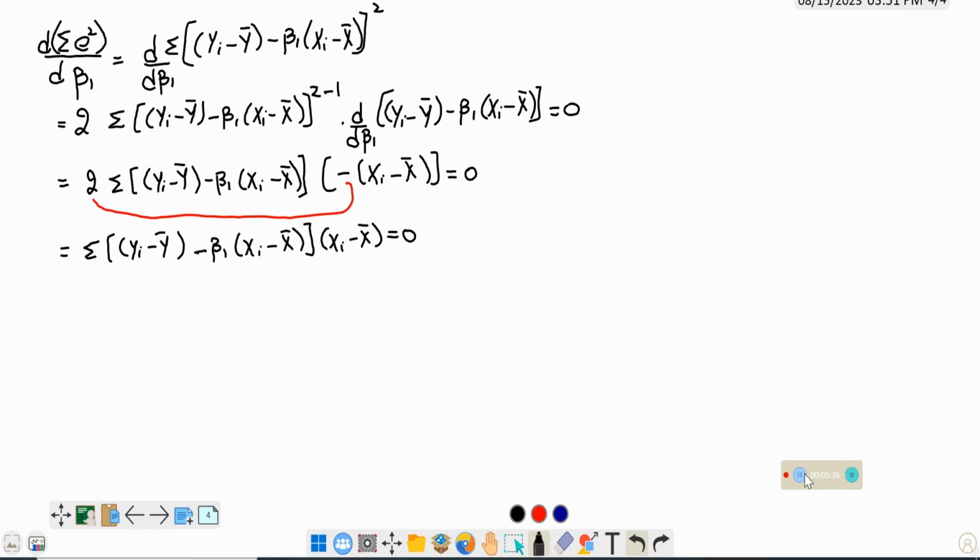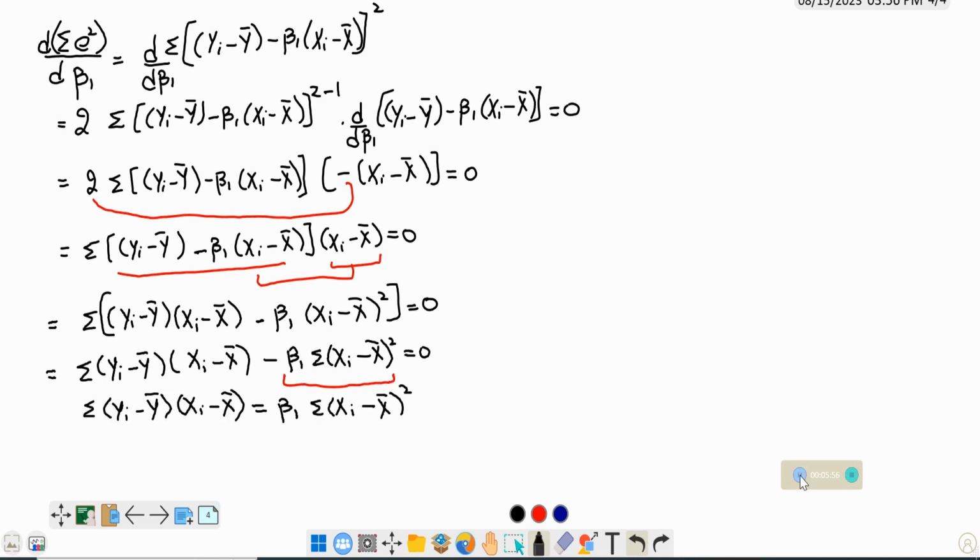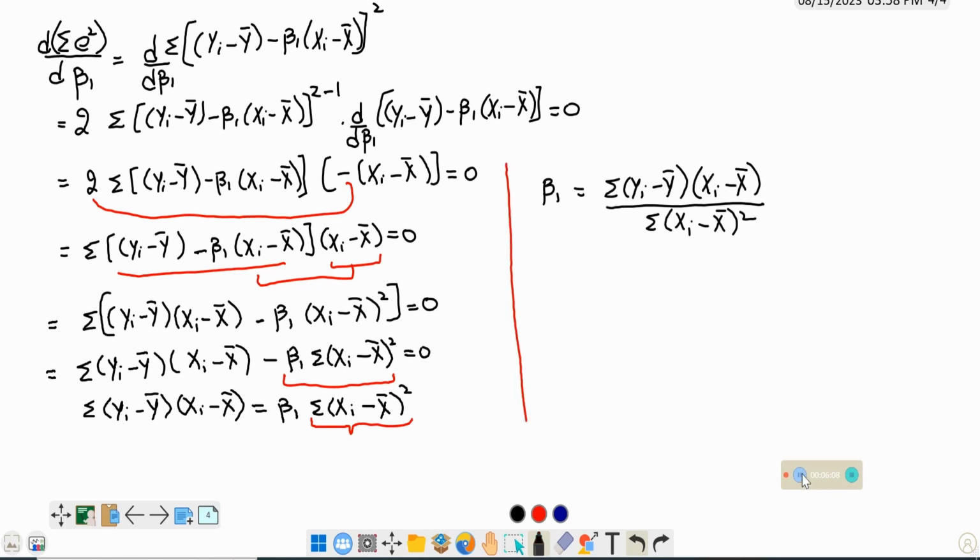Now in this equation, multiply x minus x bar with the terms inside the bracket, and then apply summation, and we get the following equation. As our main goal is to find the value of beta 1, we need to isolate beta 1, and to do this, take this term to the other side of the equality, and we get, now divide both sides of this equation by summation xi minus x bar whole square to have just beta 1 on one side of the equality, and thus we get the following formula for beta 1.